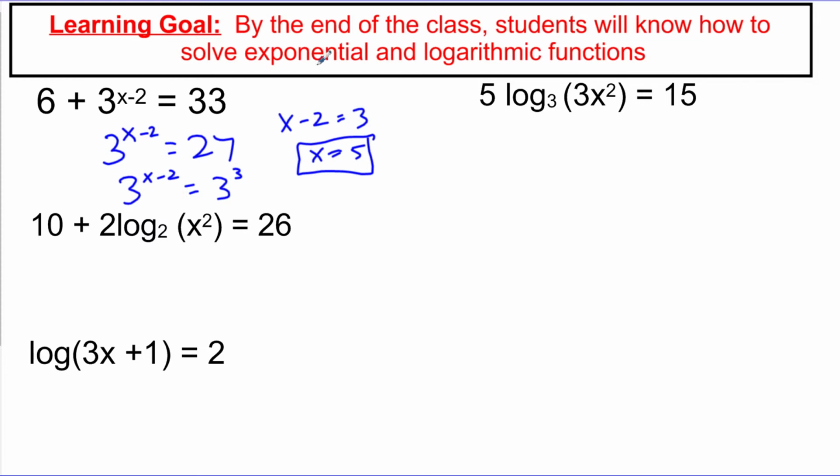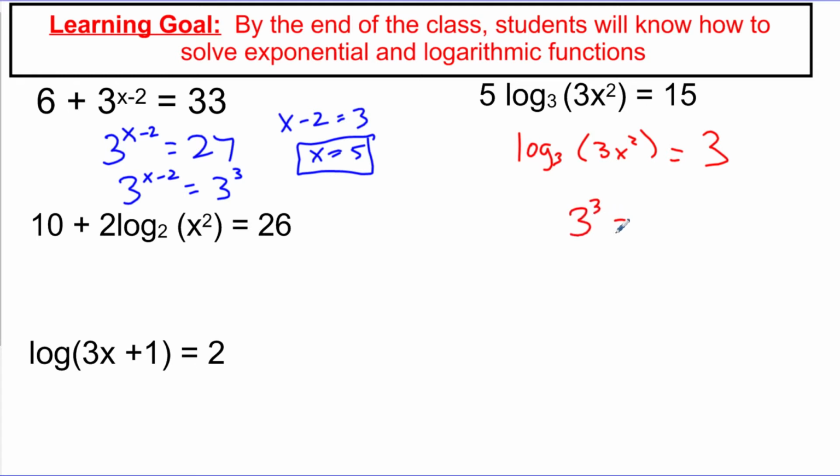So it's just kind of a similar concept. Here's my log problem again. I can't do a conversion until the log is by itself, so if I divide both sides by 5, I find out that the log base 3 of 3x squared is equal to 3. So now this is going to say 3 to the third power. Now that my log is by itself, I can do that conversion.